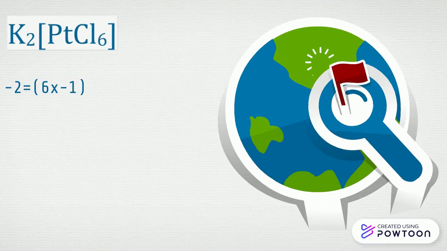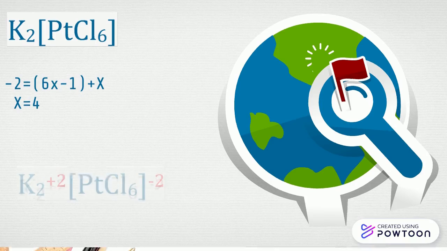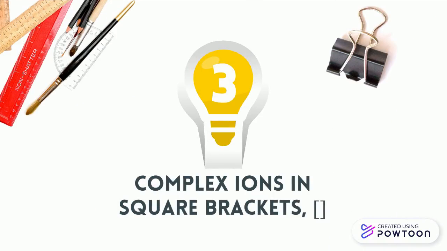Just like in the slide, we can calculate the total charges, where in the end the +2 and -2 cancel out each other, balancing the total charges to 0. Number 3. These complex ions must be written in square brackets, just like the example given.